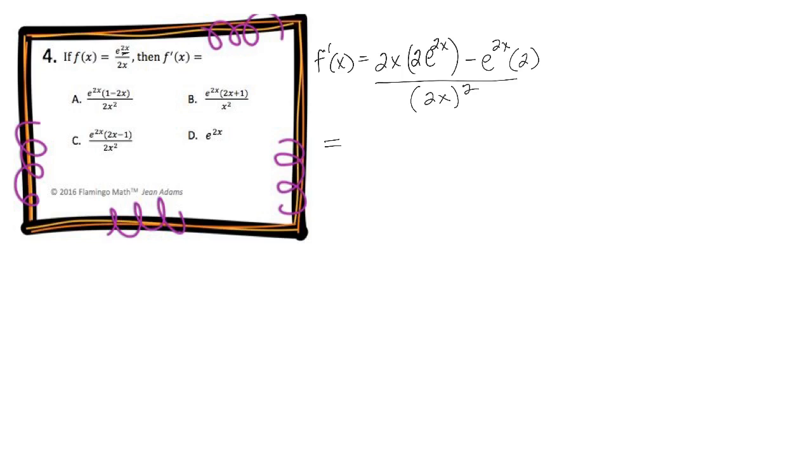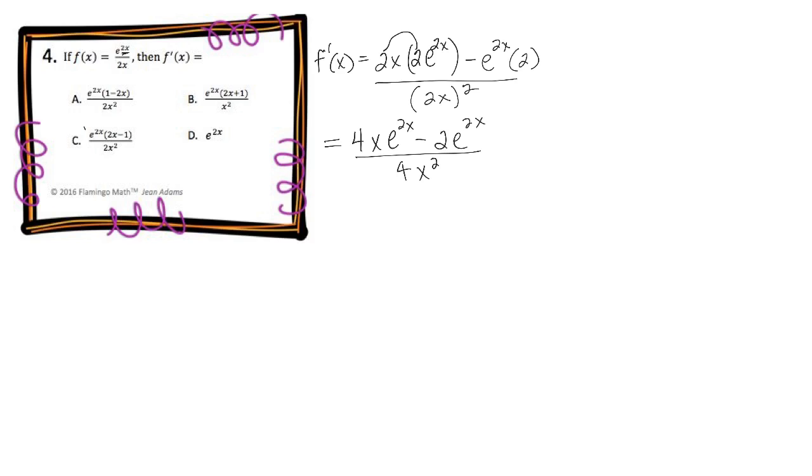I'm looking over at my answer choices, and it looks like I've got another step or two in our simplifying. Now this 2 here and this 2 here, that's going to be 4x e to the 2x minus 2e to the 2x, and that's all over 4x squared. Now be careful, because a lot of times people want to cancel the 4's, and you can't do that.